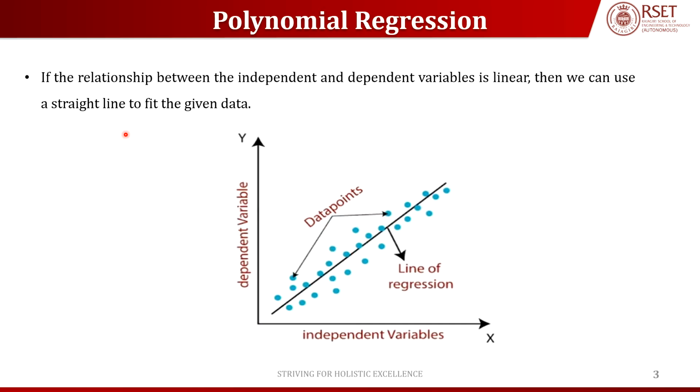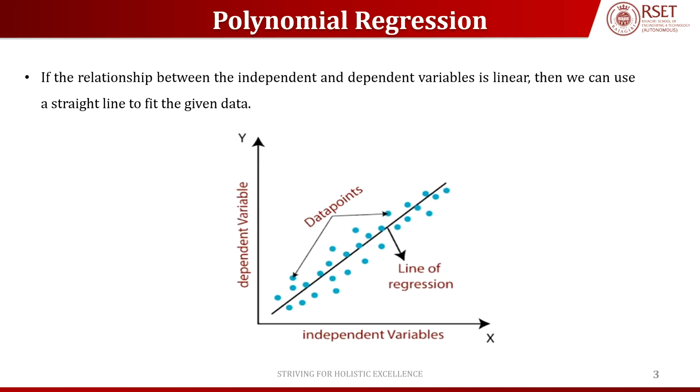We have already seen what is meant by linear regression as well as logistic regression. If the relationship between the independent and dependent variables is linear, then we can use a straight line to fit the given data. That is simple linear regression. We can fit the data points using a straight line, which is the regression line. That will be linear regression.